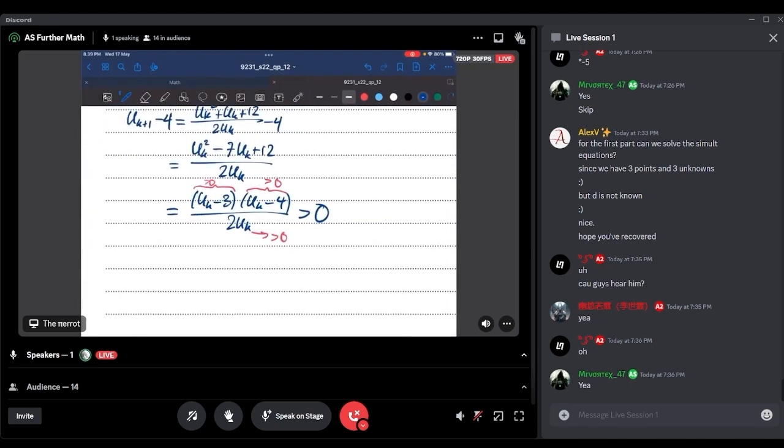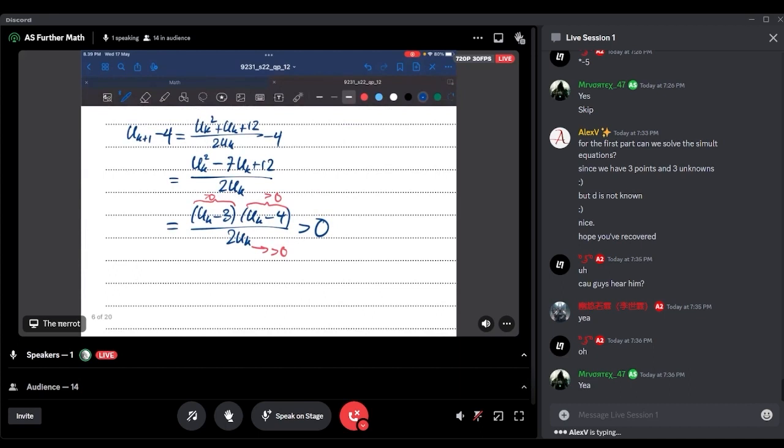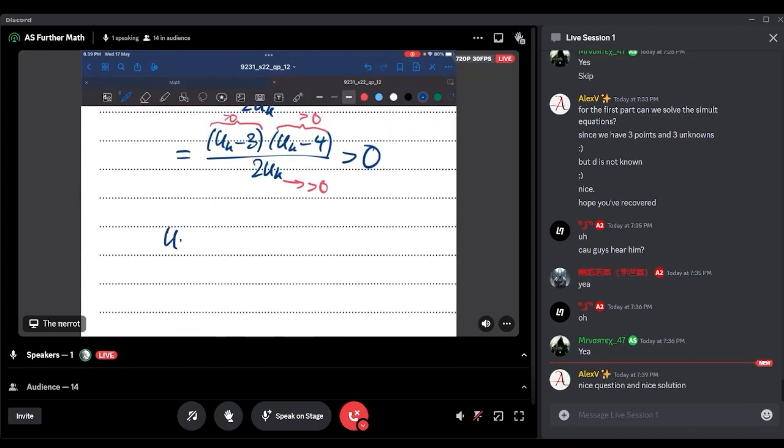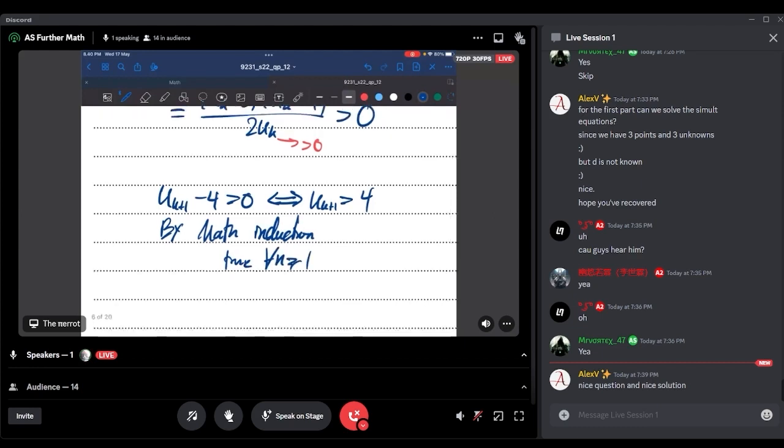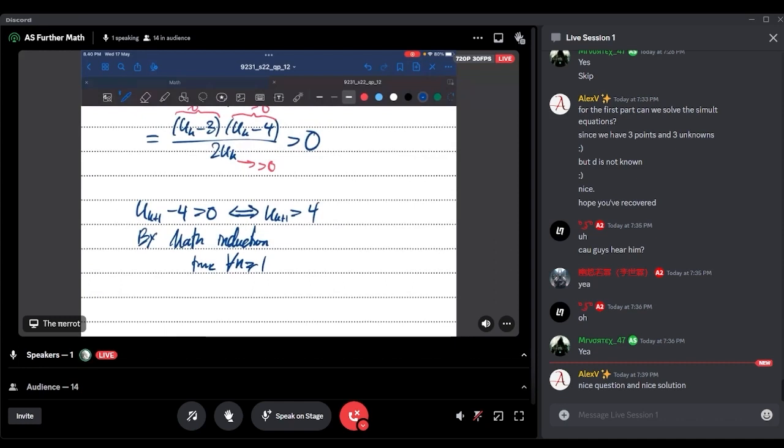Hence, we've seen that u(k+1) minus 4 is positive. This means that u(k+1) is greater than 4. So true. So by math induction, true for all n greater than or equal to 1. Okay. And if you want to be fancy, you can write this box to show that you're done with the proof.